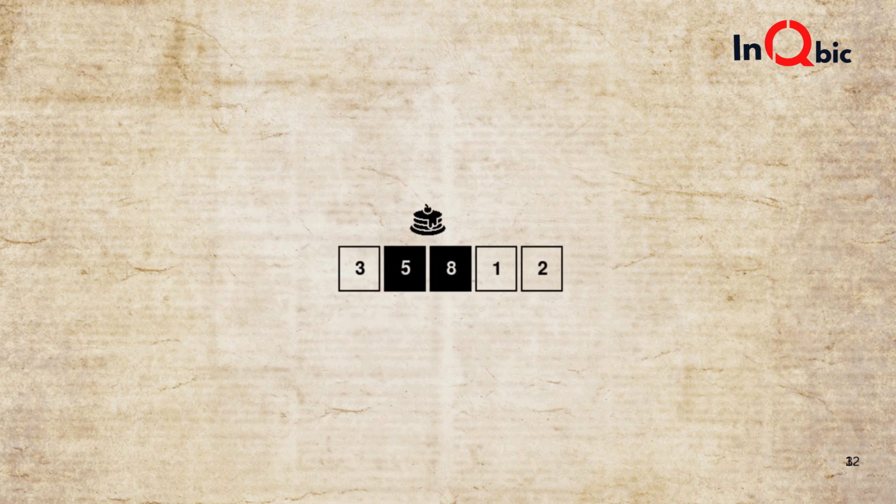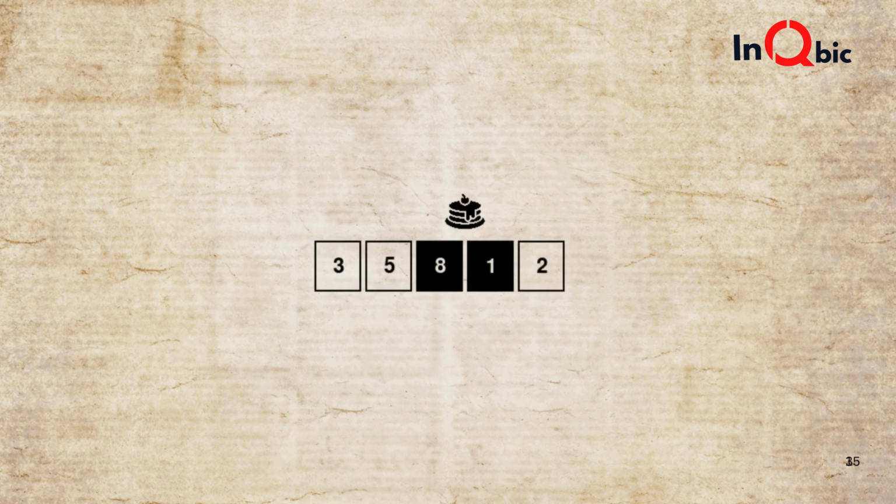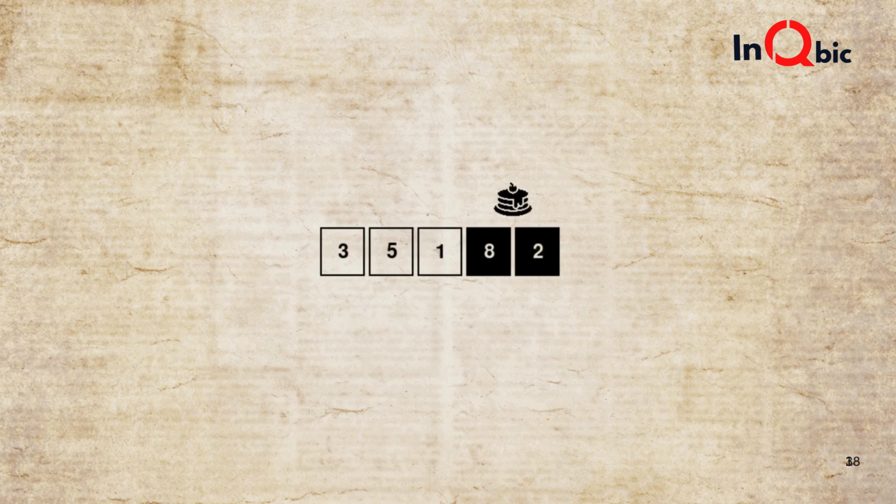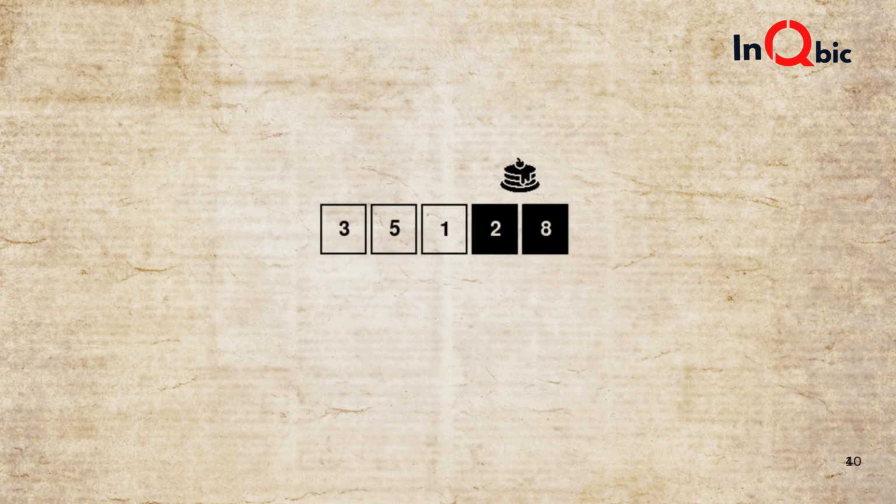Step 2. Move to the next pair. Is 5 bigger than 8? Nope, no swap. Next pair. Is 8 bigger than 1? Duh, swap them. Is 8 bigger than 2? Obviously, swap them. Notice what happens?